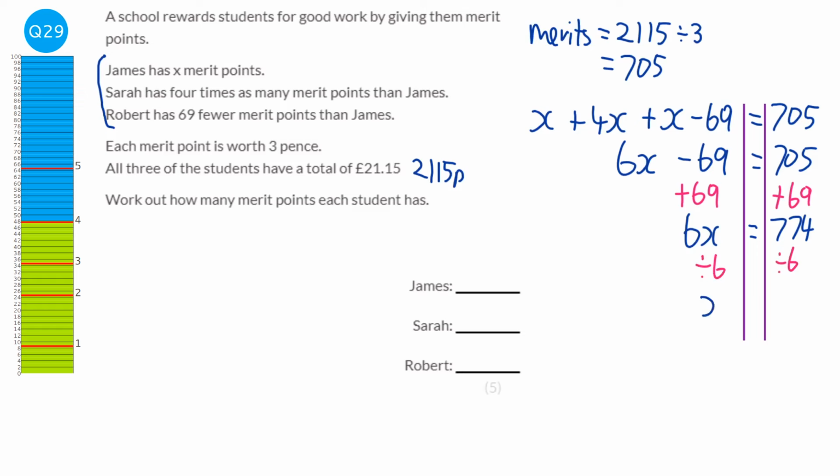And so we've got x equals 129. So x equals 129. That means James has 129. Sarah has 4 times more, so she will have 516. And Robert has 69 fewer, so we're going to take 69 away from that, and that will equal 60.